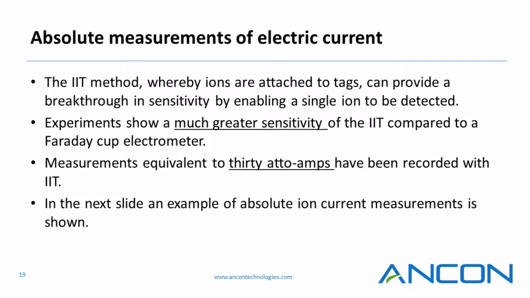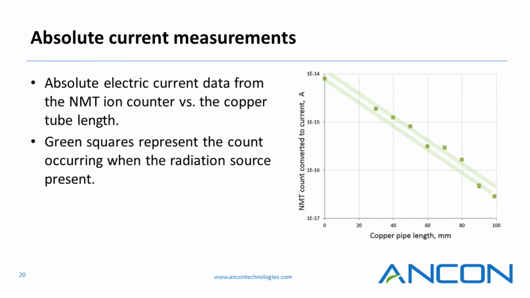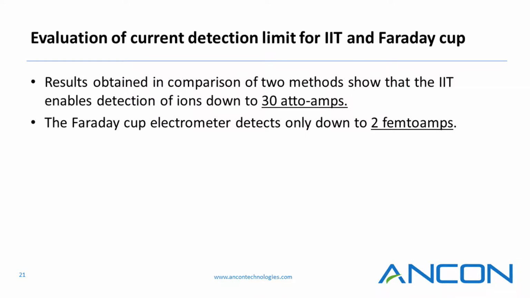In this slide, an example of absolute ion current measurements is shown using the NMT ion counter with varying copper tube length. The green squares represent the count occurring when the radiation source is present. As demonstrated, results obtained in comparison of the two methods show that the IIT enables detection of ions down to 30 attoamps, but the Faraday cup electrometer detects only down to 2 femtoamps.